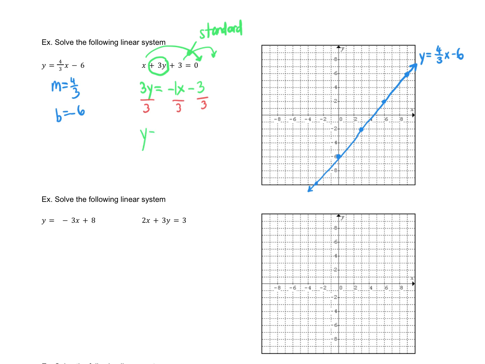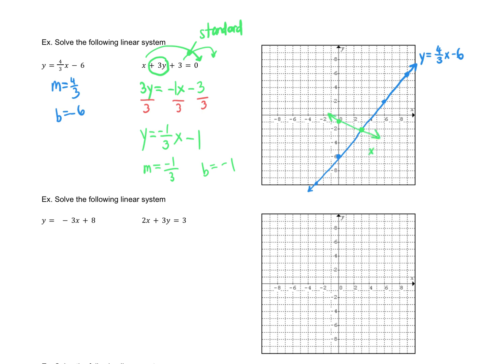So now I have y equals -1 divided by 3 is a decimal, so I'm just going to keep my fraction. And that's as reduced as it gets. But -3 divided by 3 is -1. So now I can see my slope is -1 over 3. And my y-intercept is -1. So there's my y-intercept, and now I'm going to go down 1, right 3, and I've already hit the other line.